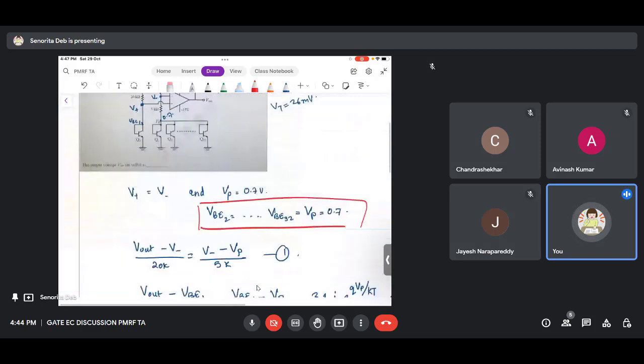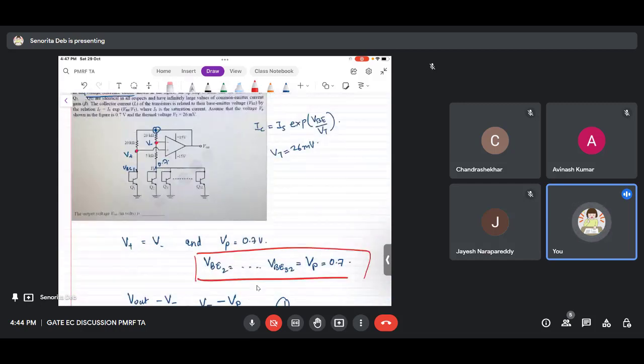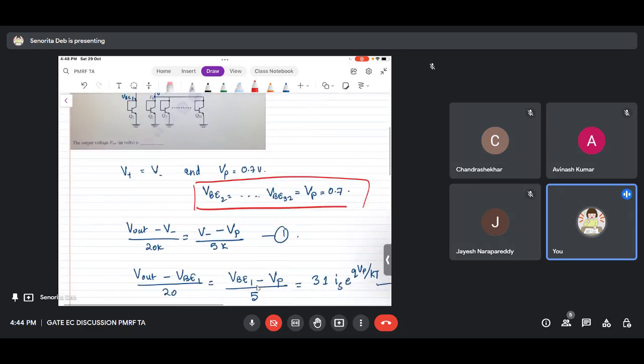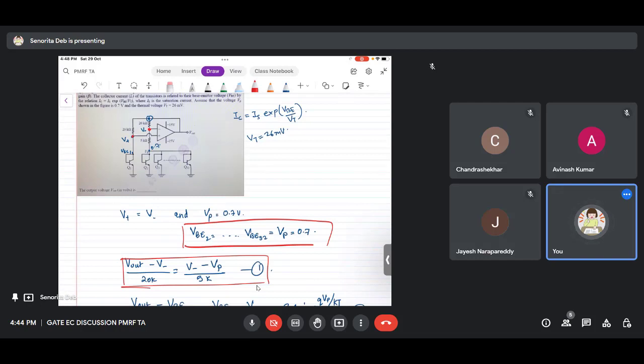What we can do is put a KCL first at this node, V minus, and you will arrive at this equation. Just check: Vout minus V minus by 20k, and V minus minus Vp by 5k equals 0. So this is one of the equations you have, and you know Vp's value. So now there are again two unknowns: V minus and Vout.